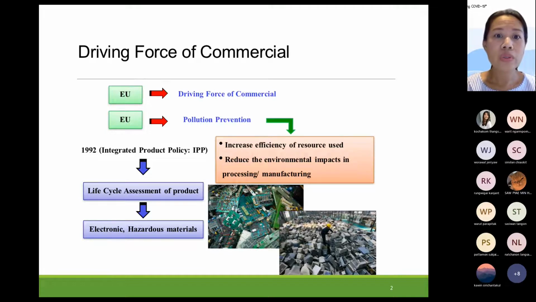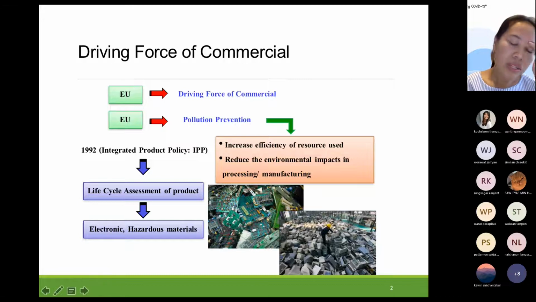And also we have to cooperate with other countries to reduce the amount of impact in global terms, right? The EU also has some driving forces for commerce about pollution prevention through products. That's why the life cycle of a product is very important.